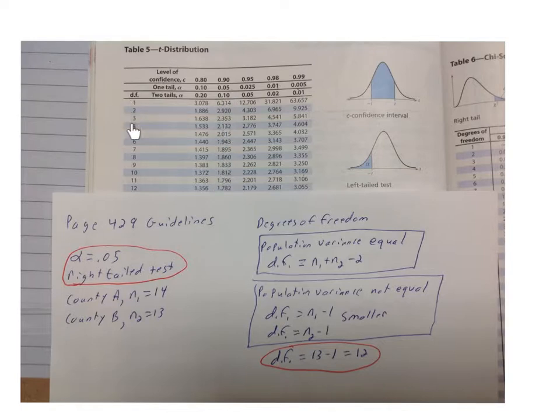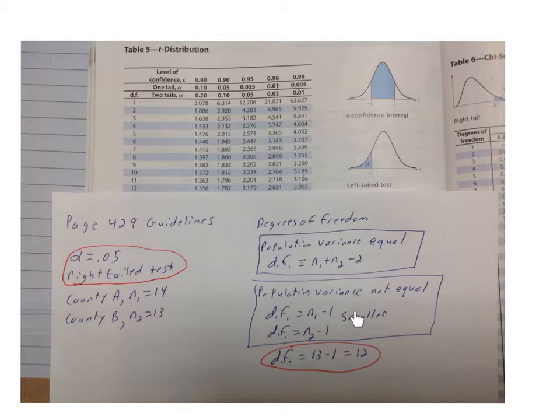Now we need to know the degrees of freedom. They tell us county A, n sub 1 is 14, county B, n sub 2 is 13. So we have to determine the degrees of freedom here. If the population variances are equal, this is our formula. But for your particular problem, it states the population variances are not equal, and so we need to use this part. The degrees of freedom are either n sub 1 minus 1 or n sub 2 minus 1.